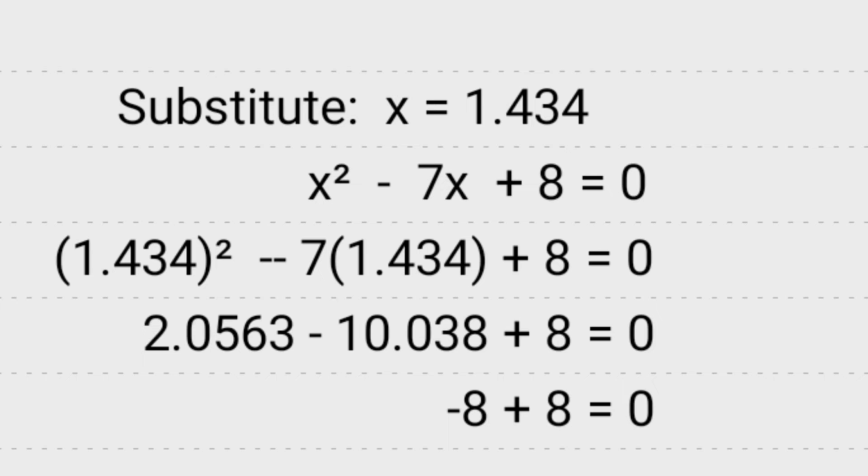Substitute x equals 1.434 to the quadratic equation, x squared minus 7x plus 8 equals 0. 1.434 squared equals 2.0563, minus 7 times 1.434 equals 10.038, plus 8 equals 0. Negative 8 plus 8 equals 0.